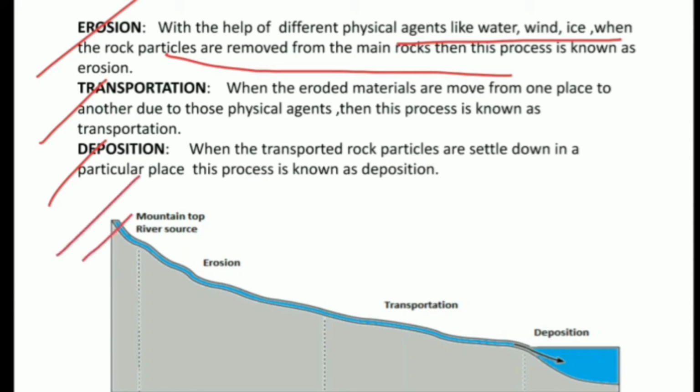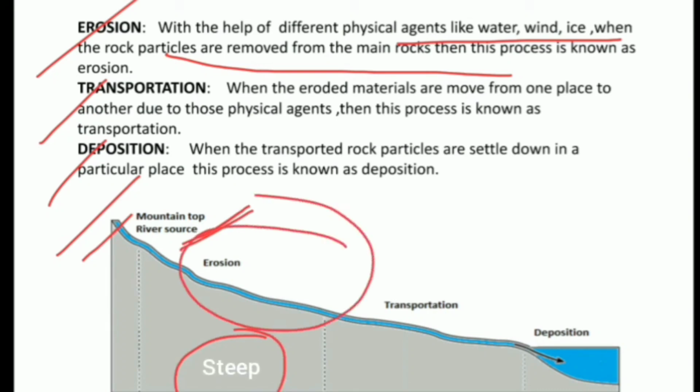Here we have the mountain top as a source of the river. This river is having a steep slope, and that's why erosion takes place, because the river is in its highest or fullest energy. Okay, now transportation. What is transportation? When the eroded materials are moved from one place to another place.